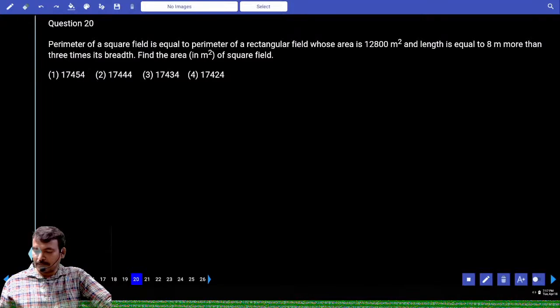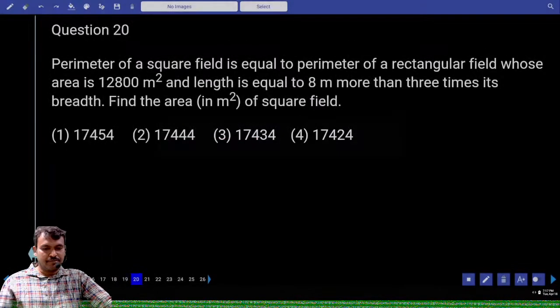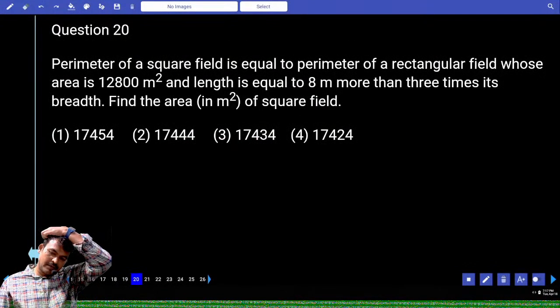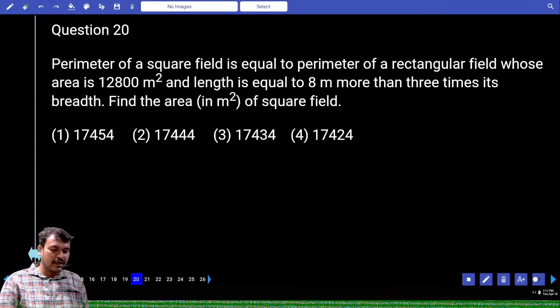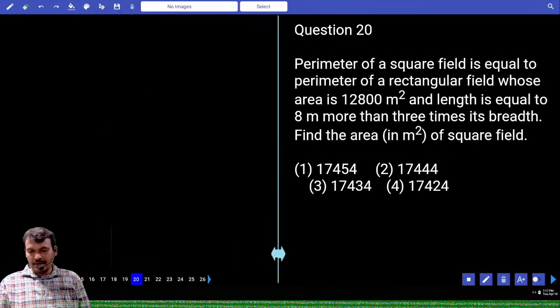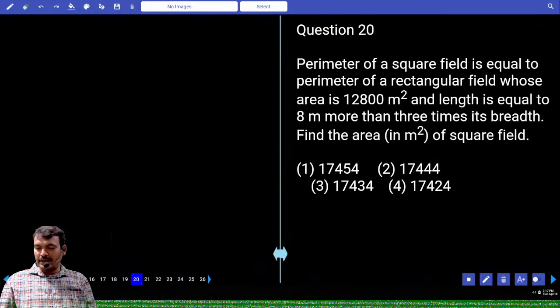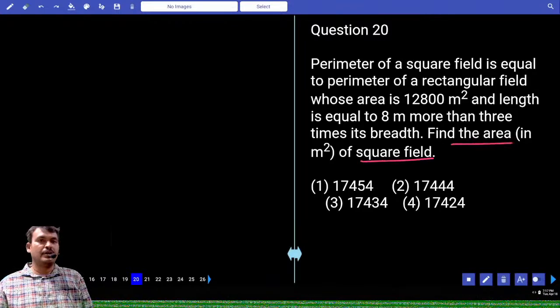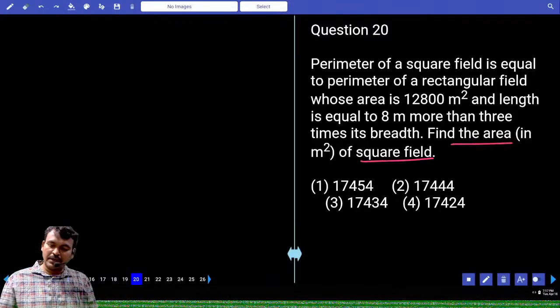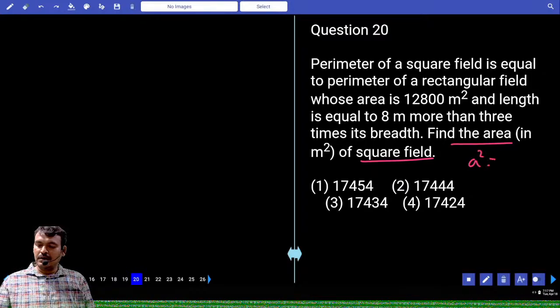Next, 20. The perimeter of a square field is equal to the perimeter of a rectangular field whose area is 12,800 meters square and length is equal to 8 meters more than 3 times its breadth. Find the area of the square field. Area of a square field means we require a square, so the answer must be a perfect square.